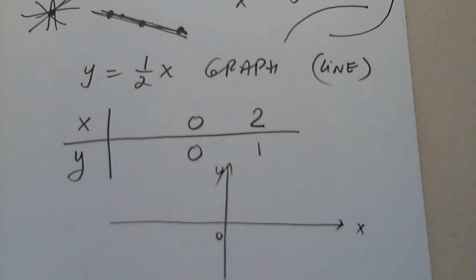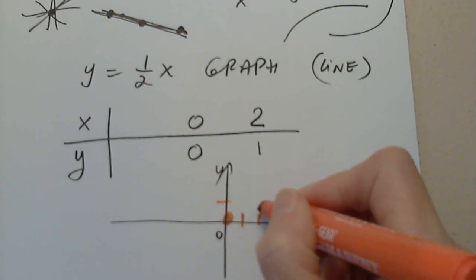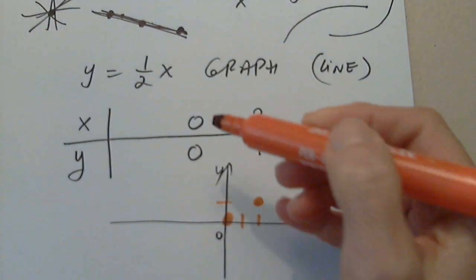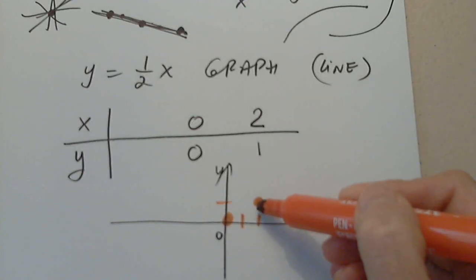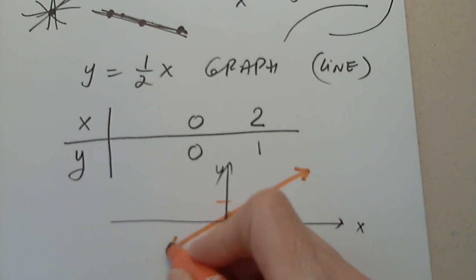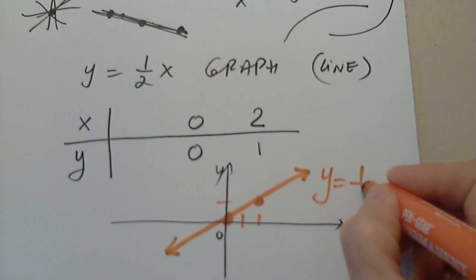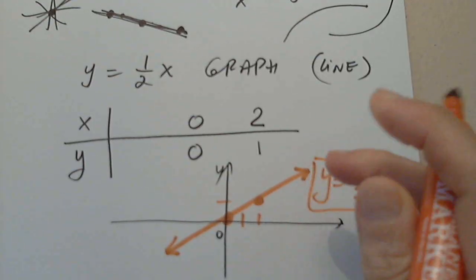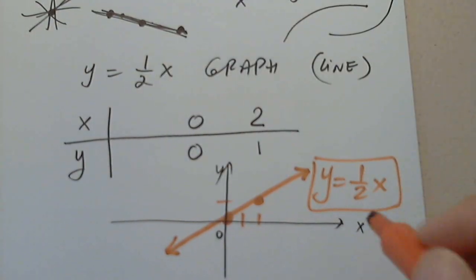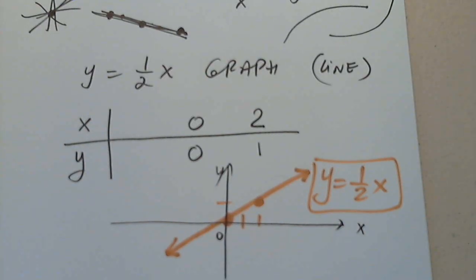I put the arrows on the positive side of x and the positive side of y. I see that the line passes through the origin and 2, 1. This is the point 0, 0. This is the point 2, 1. I connect and extend, put the arrows, and always write the name of the graph anywhere you want. Above, below, left, right, but it has to be on the graph. That's all I need to do.